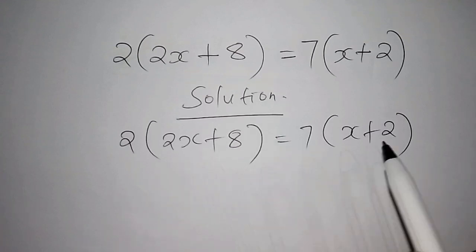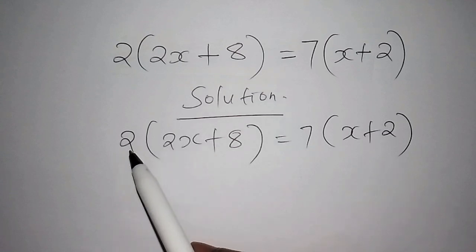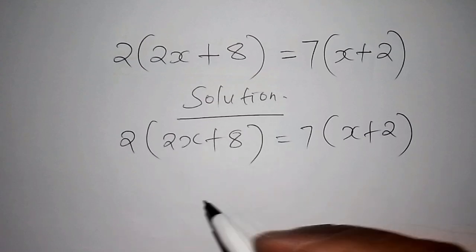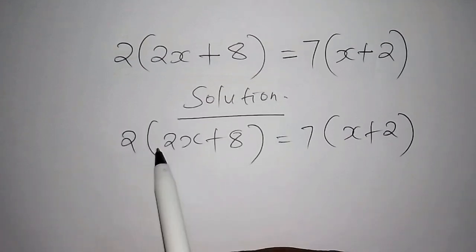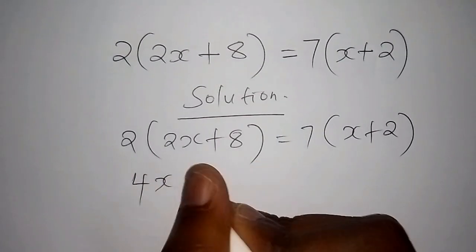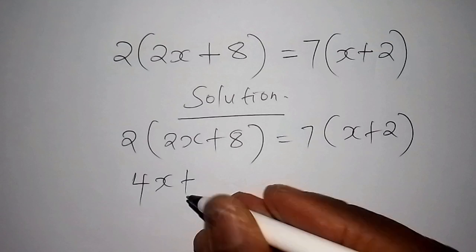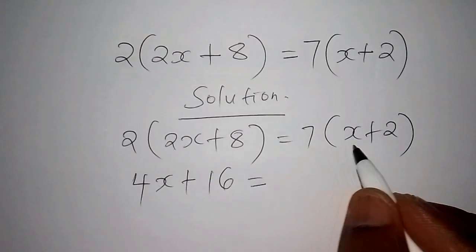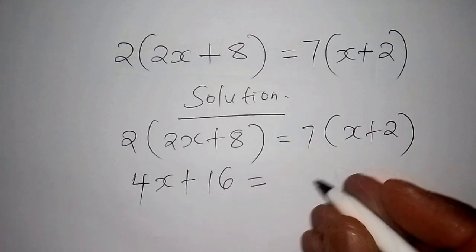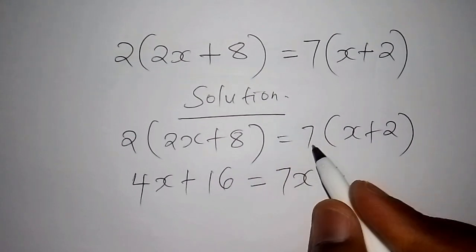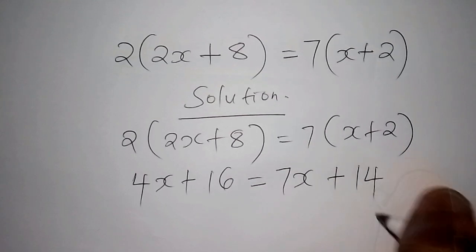First you open the bracket. The outer number, you multiply with the number inside the bracket. That is what it means by opening the bracket. So let's begin. Here we shall have 2 multiplied by 2x, so from there you shall have 4x. Then add 2 multiplied by 8, we shall have 16. So is equal to, now you work out 7 multiplied by x, you shall get 7x. Then 7x add 2, 7 multiplied by 2, we shall get 14.